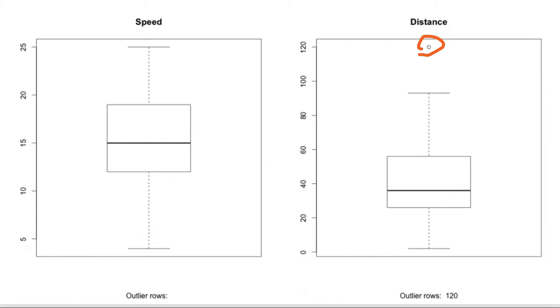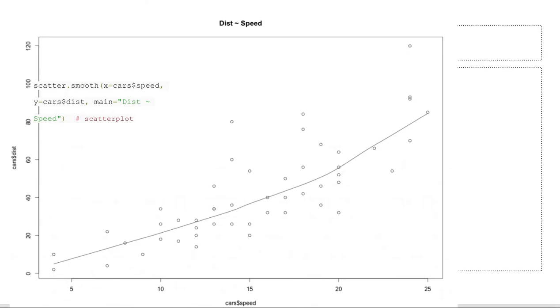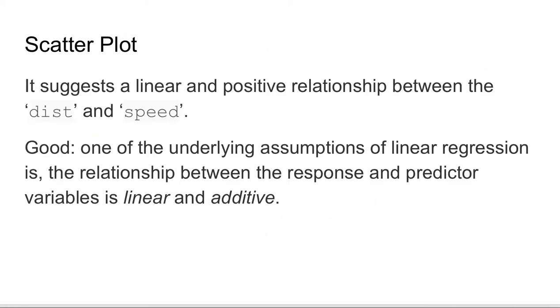And then go back to our scatter plot. The scatter plot is going to help us visualize the linear relationship between the predictor and the response. Again, this is the R code, and this is the scatter plot for the speed and the distance. The scatter plot suggests a linear and positive relationship between the distance and the speed.